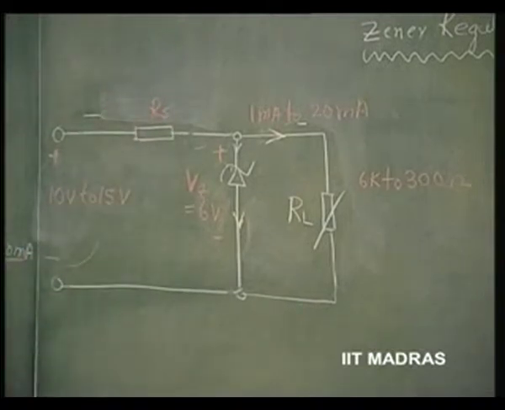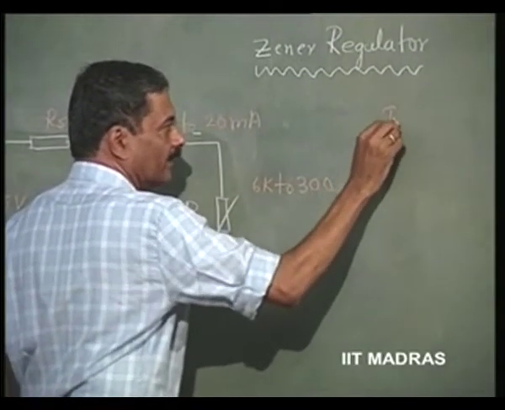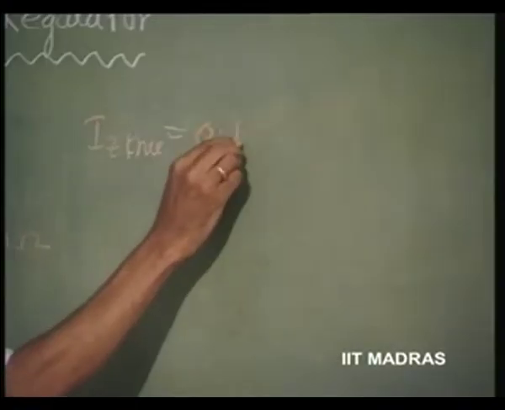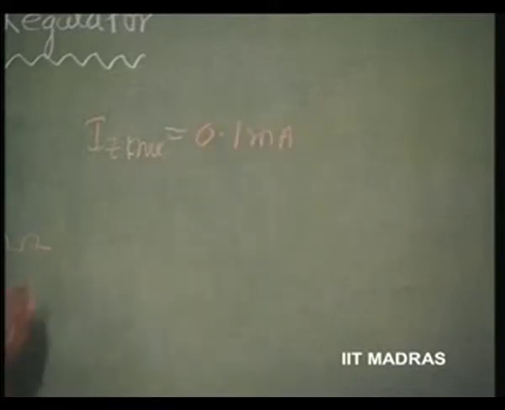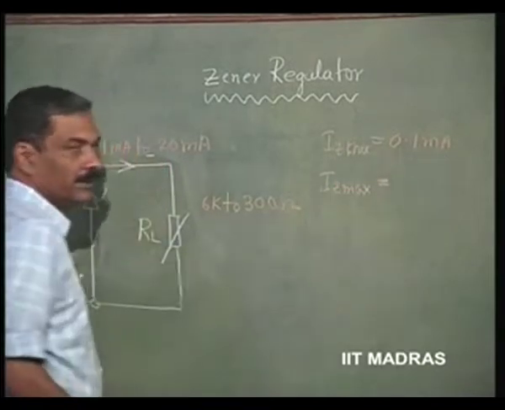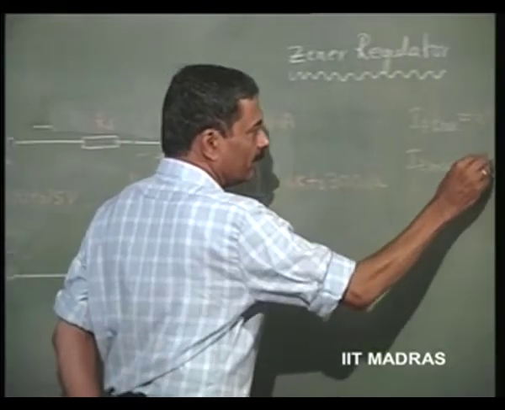Now, let us say we have taken a Zener, and from the Zener diode manual I can find out for a 6 volt Zener what the knee current is and what is the maximum current. Let us say the Zener chosen has Iz knee equal to 0.1 milliamperes and Iz max, which can be got from power maximum, is equal to 50 milliamperes.